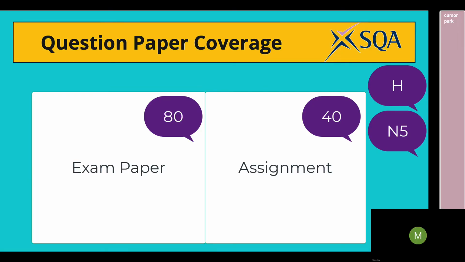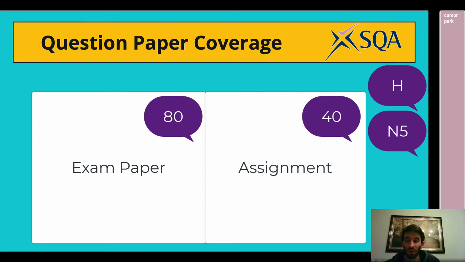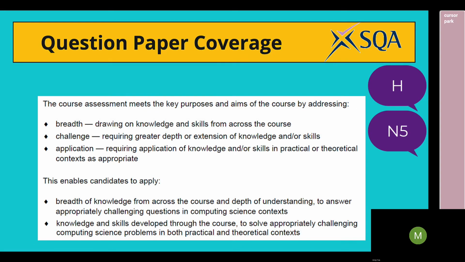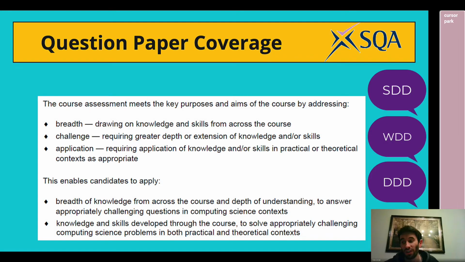The question paper at both levels is worth 80 marks, and the assignment's worth 40. And across these two components, the tasks and questions should cover, and this is straight out of the SQA documentation, breadth of the course, they should provide challenge, and they should require candidates to apply knowledge and skills gained in the course. So that means that each SQA assessment should have that spread, and we should be testing content from both STD and the optional side of database and web.